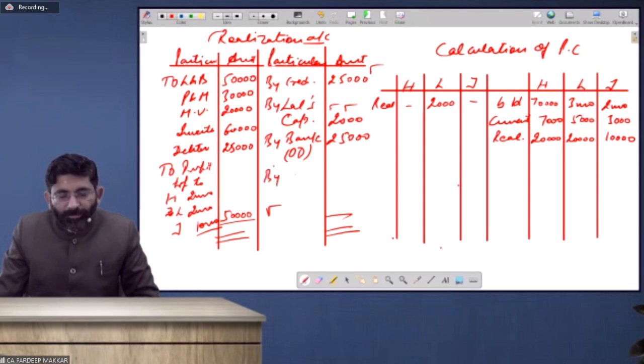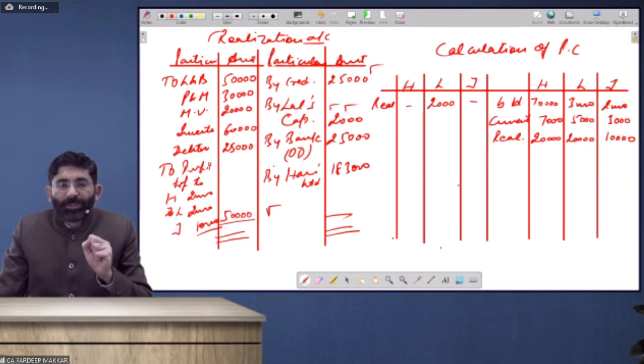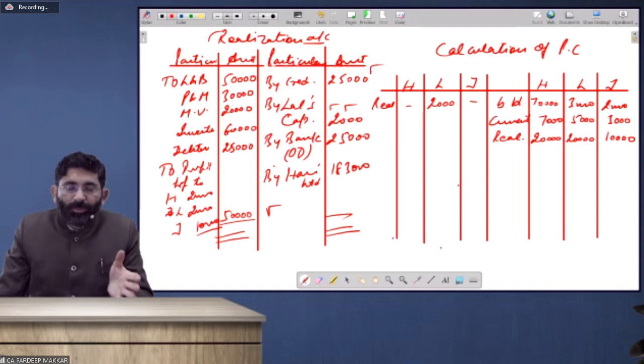Hari Limited, that I have not mentioned, 1,83,000, which we have calculated. The realization account is to be credited with the amount received from the purchaser. So that is done. Whatever payments are made, that we have to do. Whatever receipts are done, that we have to do. Nothing else is there. And it is very simple to understand and easy to do.